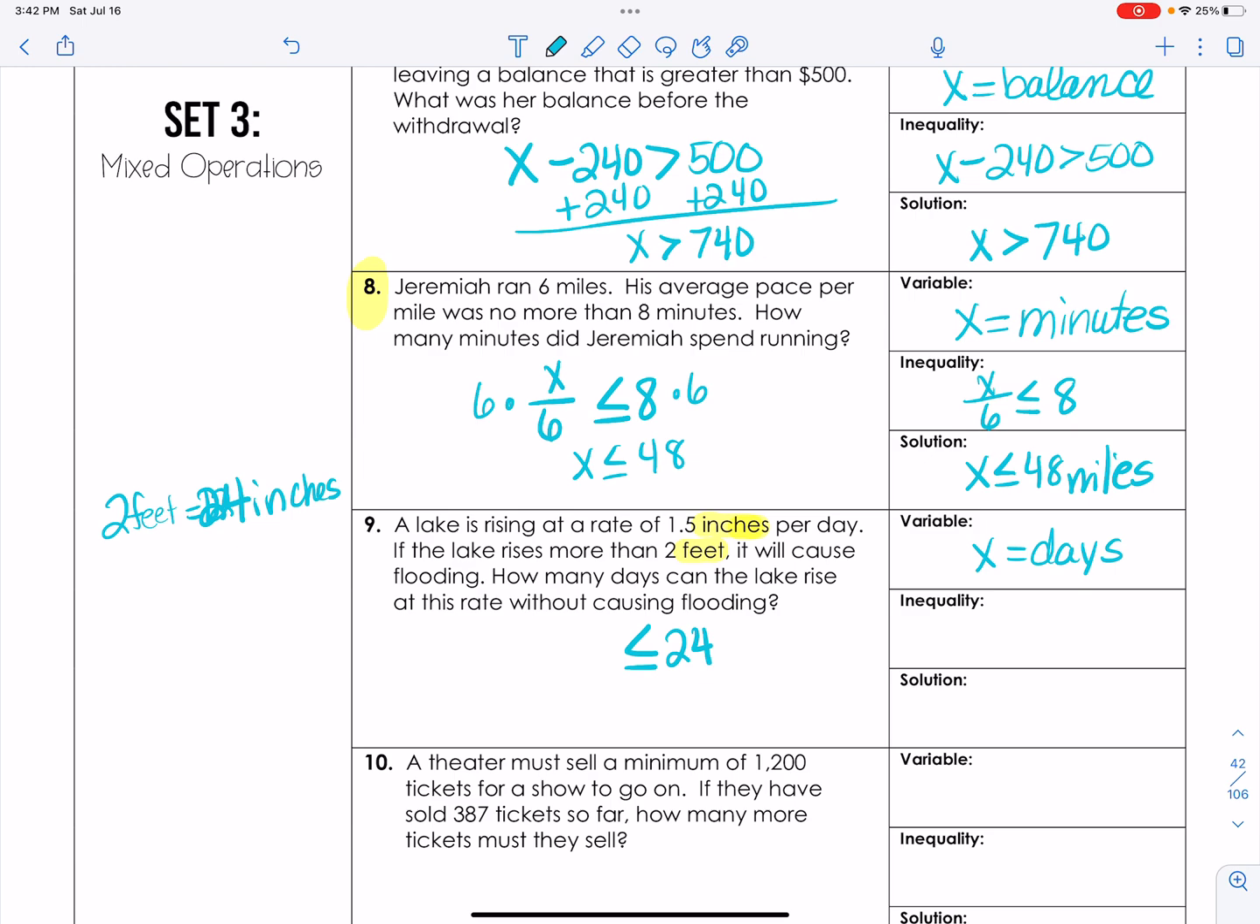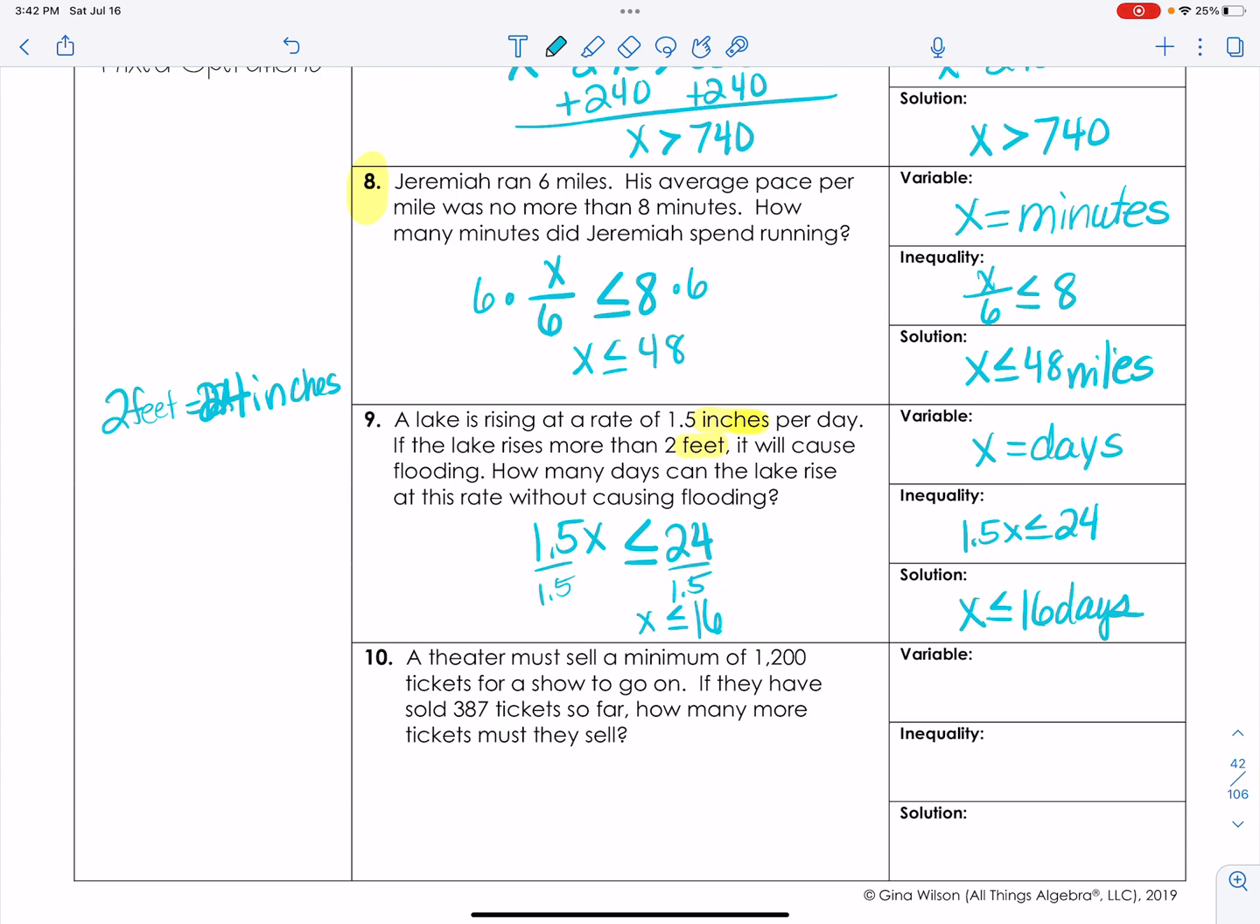So I'm going to do 1.5 times my days. I'm going to divide both sides by 1.5. And so my equation is 1.5x is less than or equal to 24. Divide both sides by 1.5, and x is less than or equal to 16 days. If it rises like that, then they're going to have to let some out of the dam or the whole thing is going to flood.